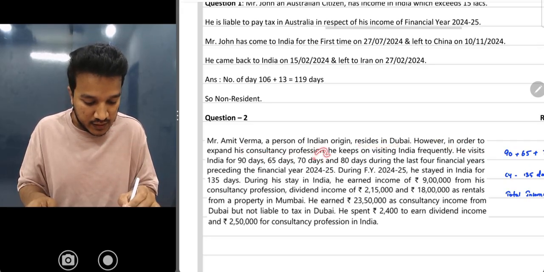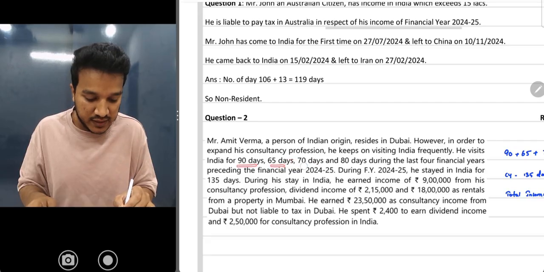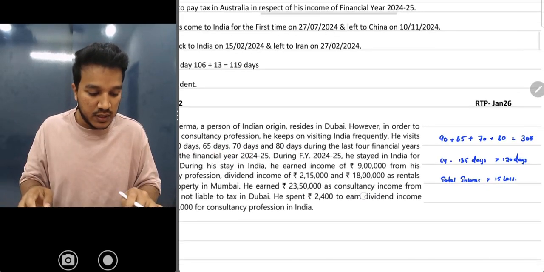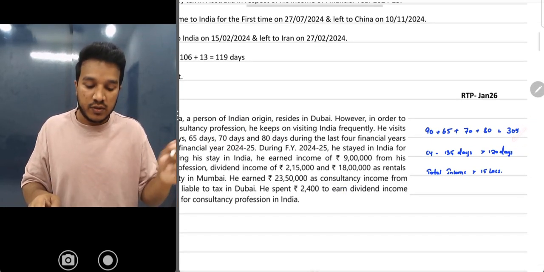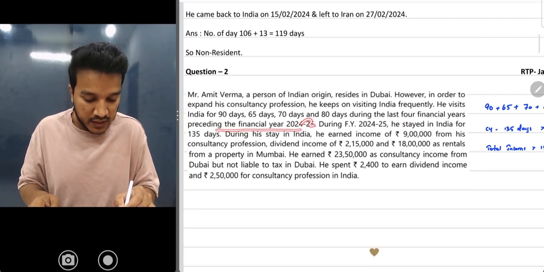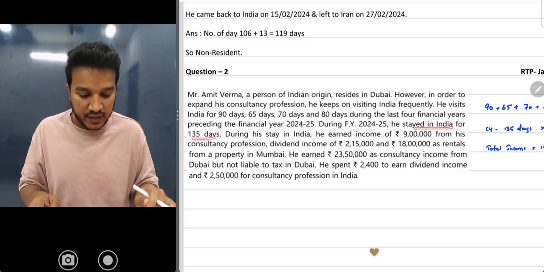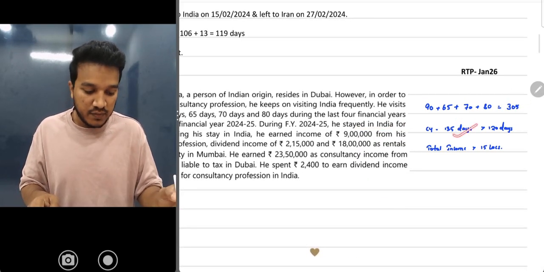However, in order to expand the consultancy profession, he keeps visiting India frequently. He visits India 90 days, 65, 70 and 80 days in the preceding 4 years. Okay, the total number of days comes to 305 days. During the last 4 financial years, preceding financial years. During the financial year 20, he stayed in India for 135 days.